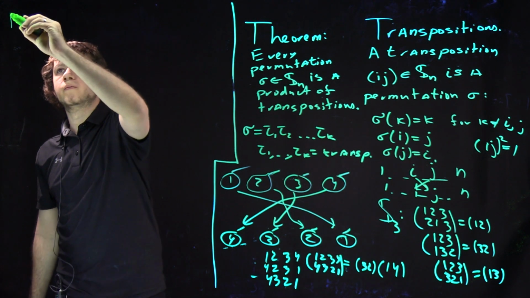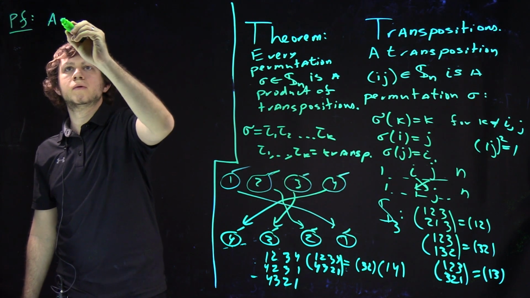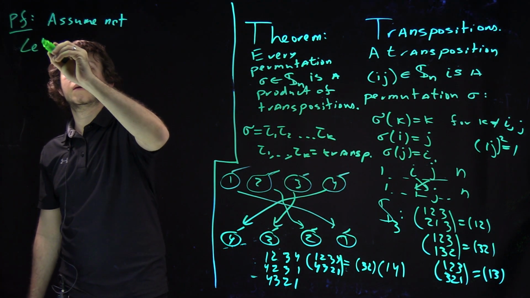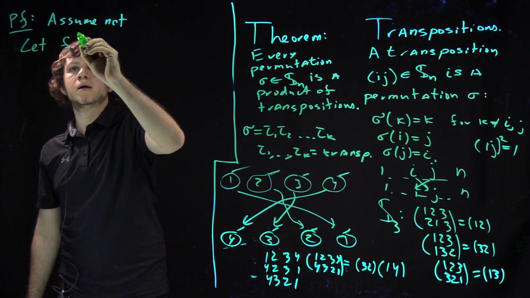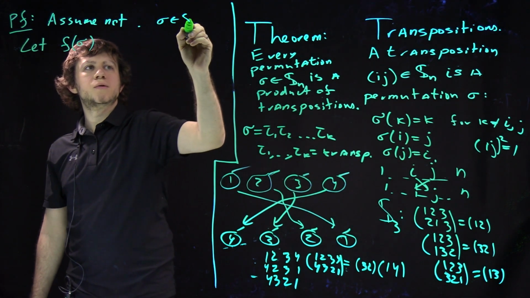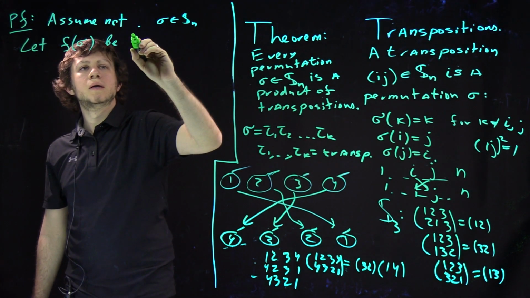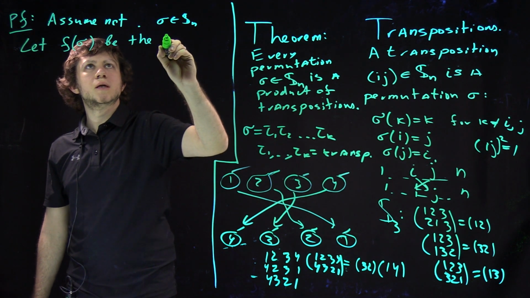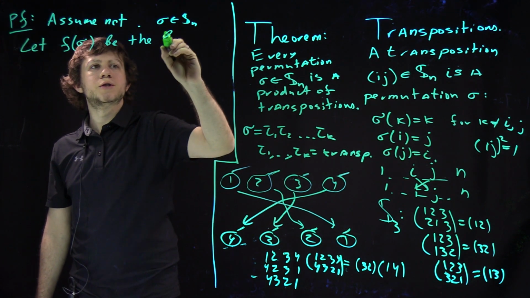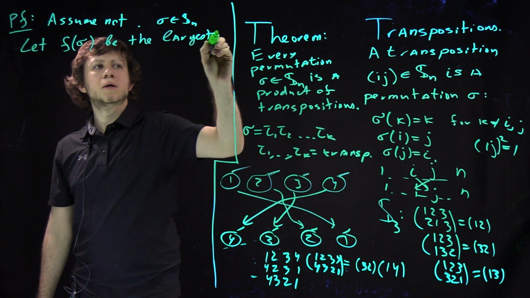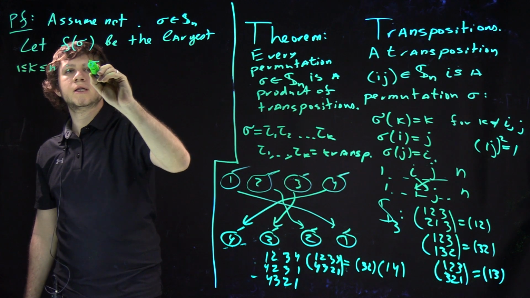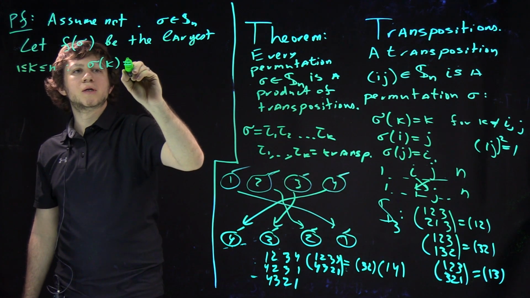Okay, so proof. So assume not. So let f of sigma, so sigma is some permutation. So let f of sigma be the biggest, the largest k from 1 to n, such that sigma of k is not equal to k.